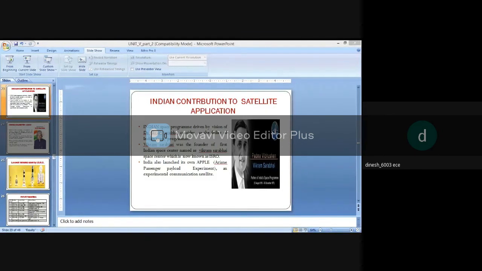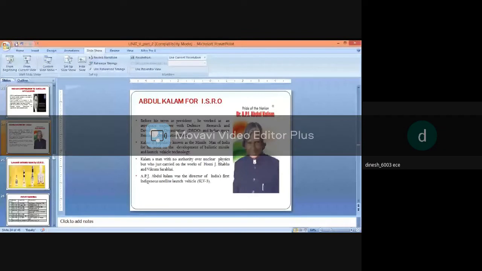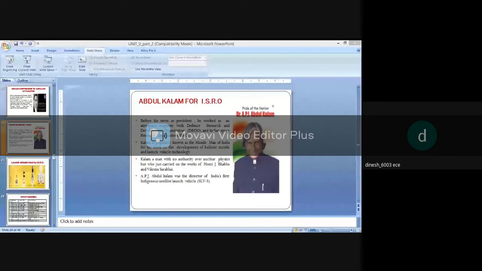There are some contributions by Dr. APJ Abdul Kalam for ISRO, for IntelSat, who is considered to be the pride of the nation. Before his term as president, he worked as an aerospace engineer with the DRDO and ISRO. Dr. Abdul Kalam is popularly known as the Missile Man of India for his work on the development of ballistic missile and launch vehicle technology.